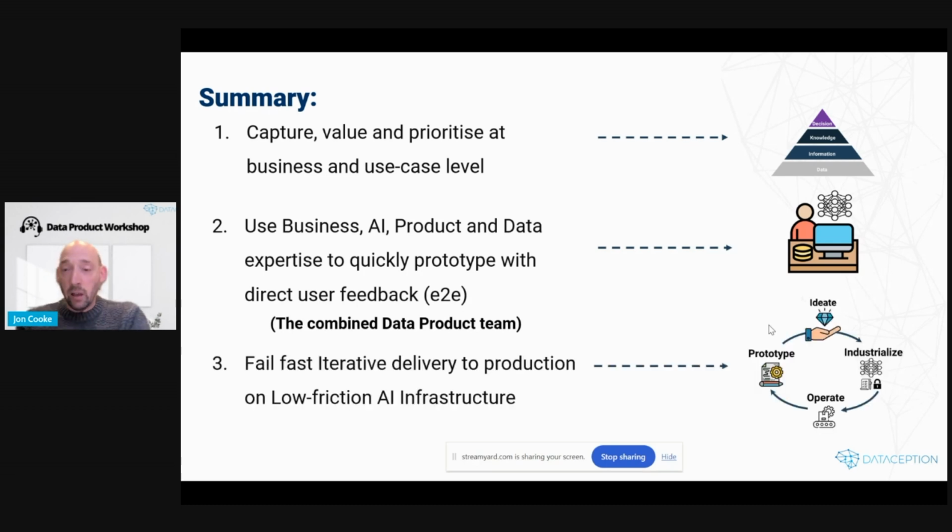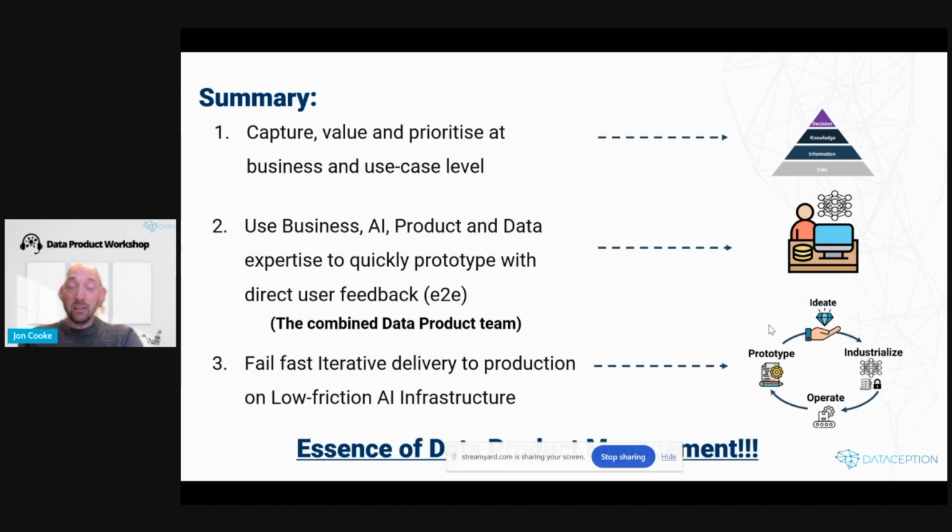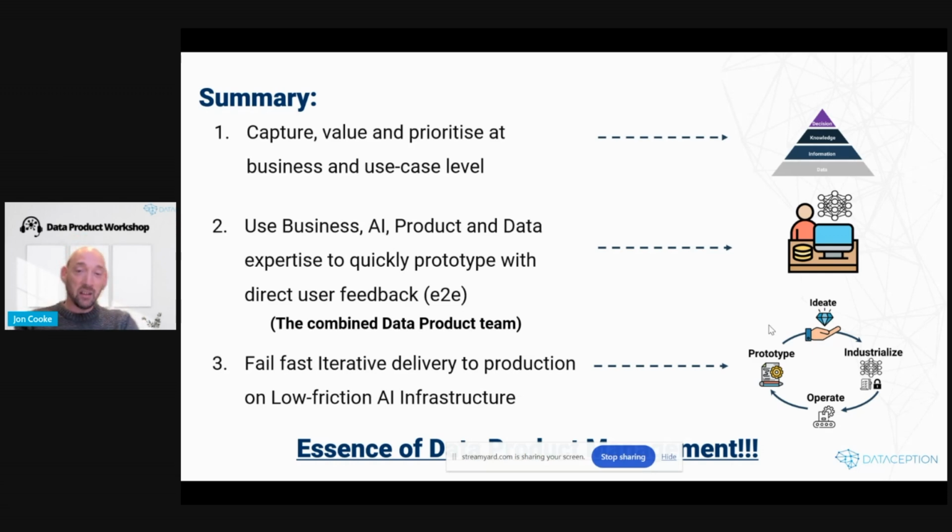And have the process to continuously ideate, industrialize, prototype, and so on. That's really important to be able to adapt to the business as the business changes, especially in this highly volatile market. It's so important to orientate your business to do this. This is really what AI native actually is in my world. And it's also, quite controversially I think, the essence of data product management.